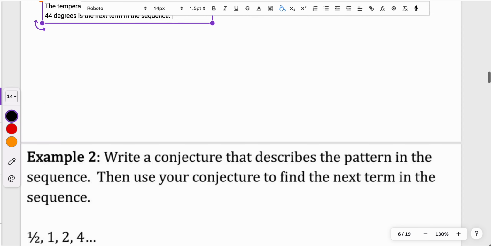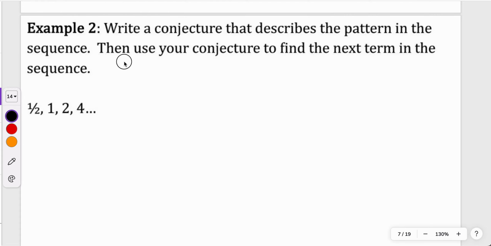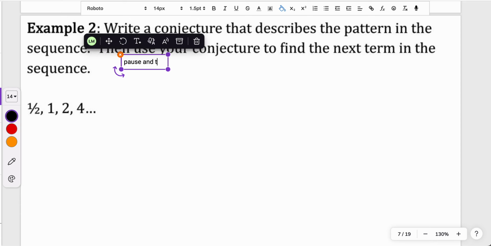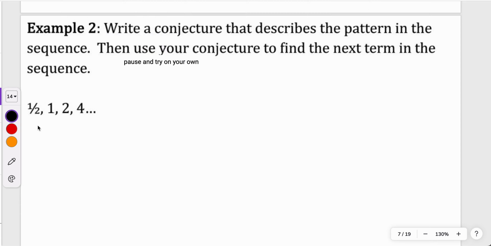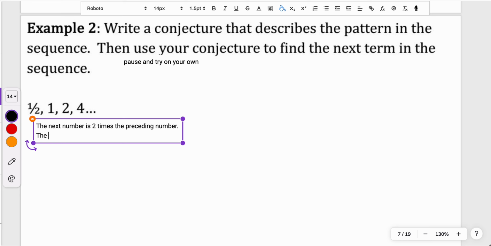Example 2, same thing. Write a conjecture that describes the pattern in the sequence. Maybe pause the video here and try on your own. When you're ready to check it, click play. All right, what we're noticing here is the next number is being doubled. So the next number is 2 times the preceding number. So the next number in the sequence is 8.